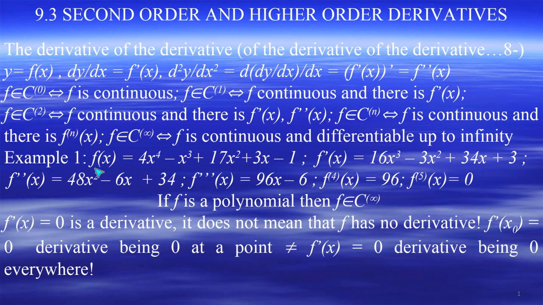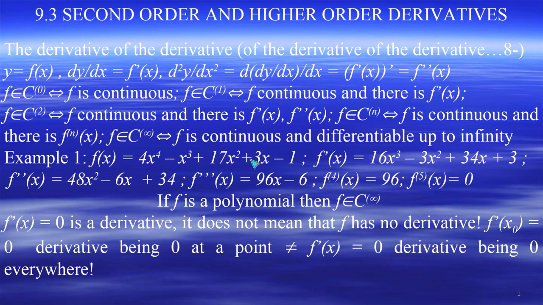So let's see. Example 1. f of x is equal to 4x to the power 4 minus x to the power 3 plus 17x square plus 3x minus 1. So this is a polynomial. Can we differentiate it? Can we take its derivative? Of course, we can take its first derivative.